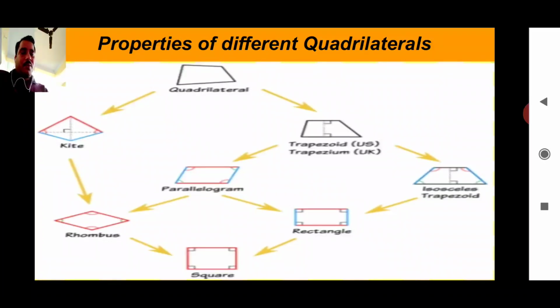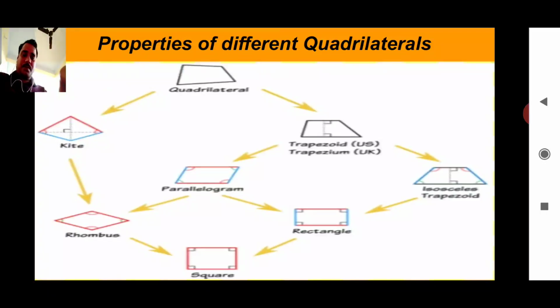Next one, if both pairs of opposite sides are parallel, it is known as a parallelogram. We have discussed this in the previous class. You can see here both opposite sides in red color are equal, and both opposite sides in blue color are equal and parallel. So in a parallelogram, both pairs of opposite sides are parallel and equal, and opposite angles will also be equal.